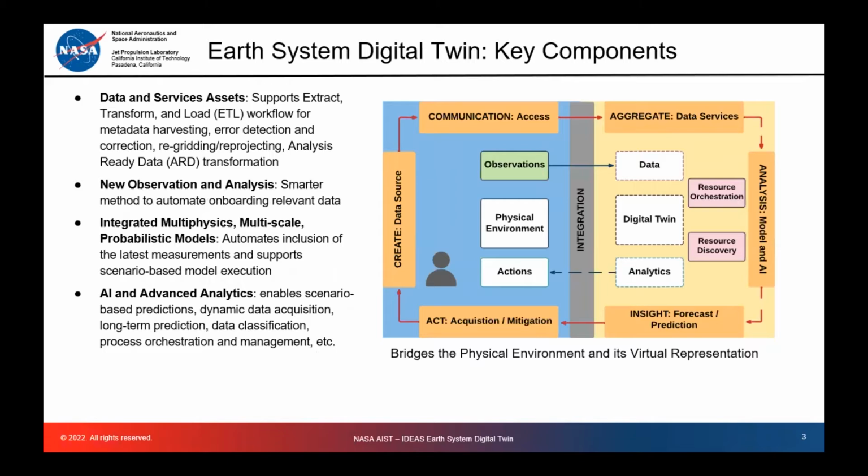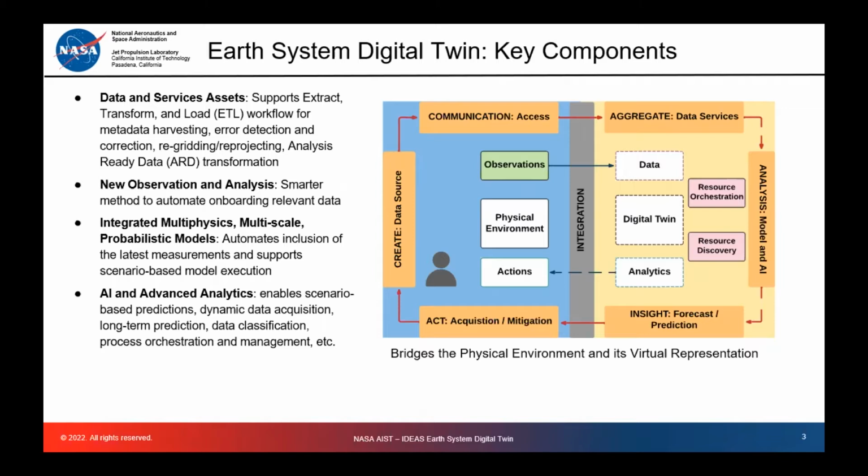Some of the key components that the study working with the AIST program identified are 4 main components. One is the data and service assets, which is the big community here, looking at how to do ETL, onboard data transformation, harvesting, harmonization, regridding the data, and transforming the data into cloud-optimized or analysis-ready data. That's the important part of getting the data onto the environment.